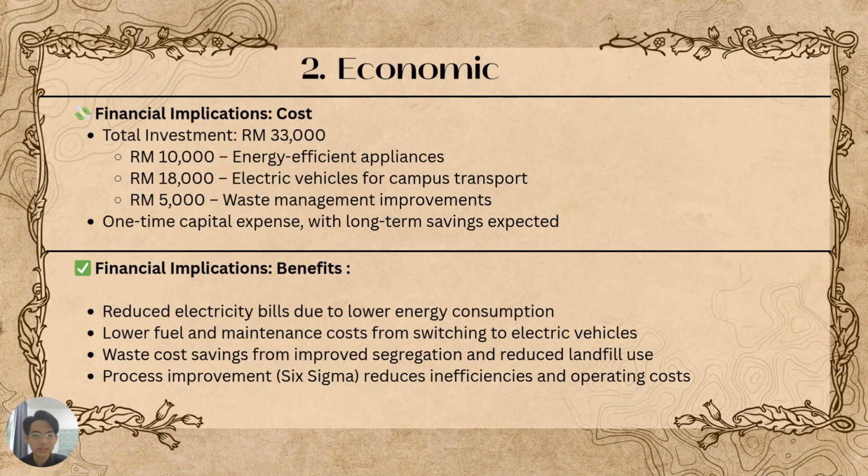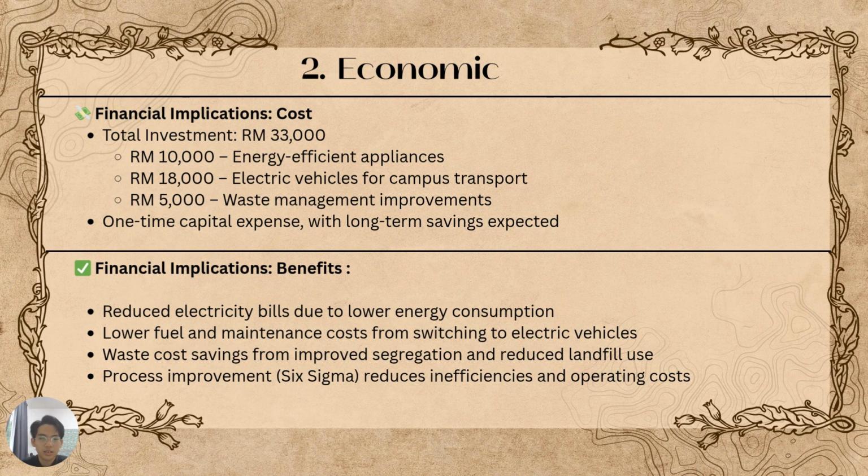Thank you. My name is Oh Sun Yang. My matrix number is MA24103. Now let's move on to the economic aspect of sustainability efforts on campus. When planning green initiatives, cost is often the first concern. In this case, the total estimated investment is 33,000. This covers 10,000 for energy efficient appliances, 18,000 for electric vehicles for campus transport, and 5,000 for waste management improvement.